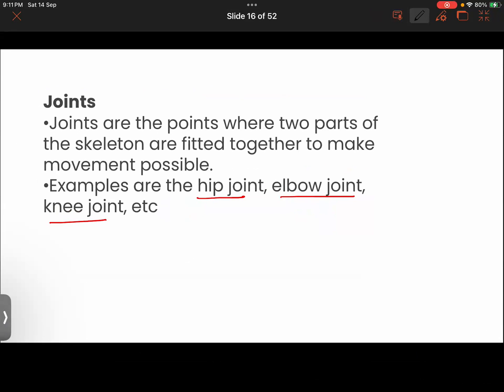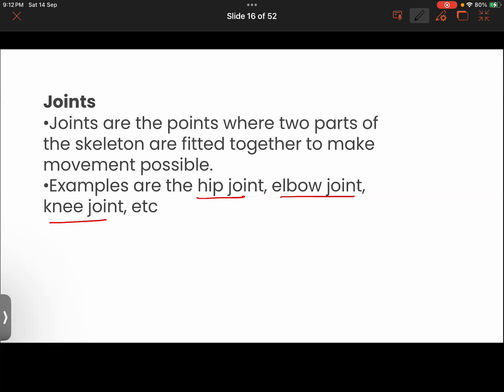Do tell me where in our body the pivot joint is present. Where are the pivot joints present in our body? Yes, Halima and Salman. The pivot joint is present in our neck, no? Right? So it is present in our neck. And where else is it present? It is present in our arms also.